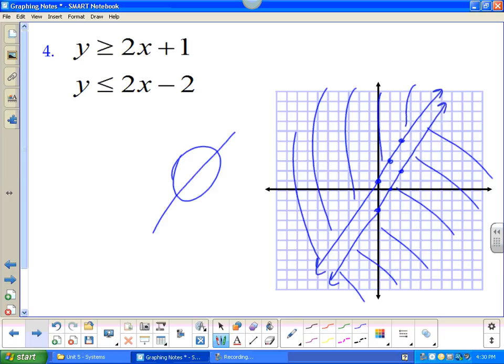What if this line was shaded down and this line was shaded up? Then your answer would be the part that's in the middle. So again, just because they're parallel when it's an inequality does not mean that it's a no solution, but it is in this case.